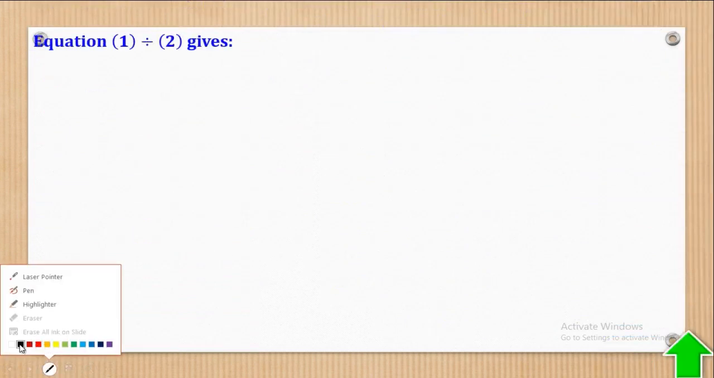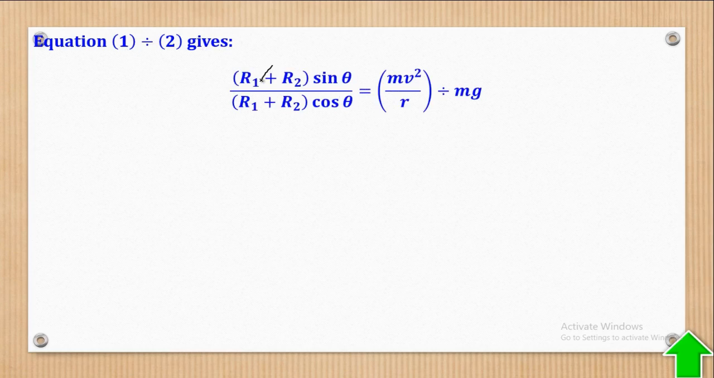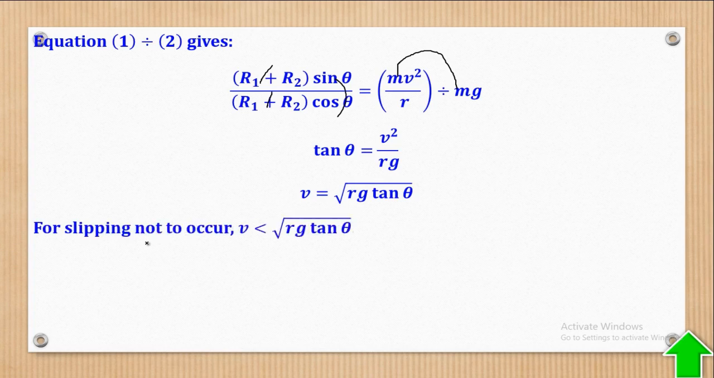So from equation 1 and equation 2, I'm going to divide the two equations to come up with that. Then from there, realize that this and this can cancel. Then this gives you tan theta. Then this m and this m can cancel, so you remain with tan theta equal to v squared over rg. Therefore, v is equal to square root of rg tan theta. So you shall come and conclude that for slipping not to occur, the velocity must be less than square root of rg tan theta. And that's how marks would be awarded.